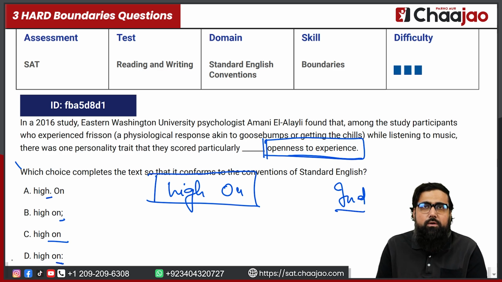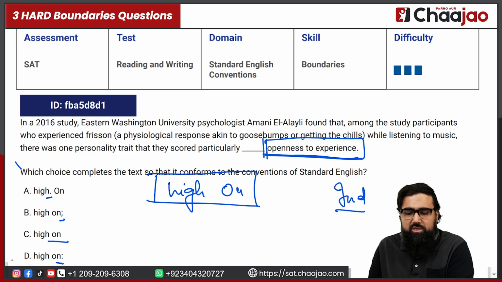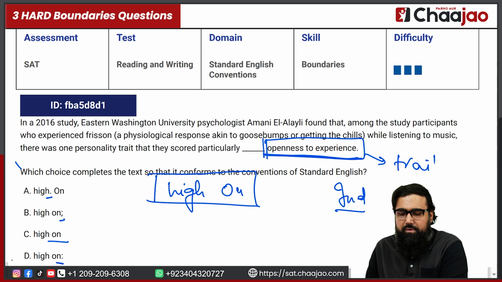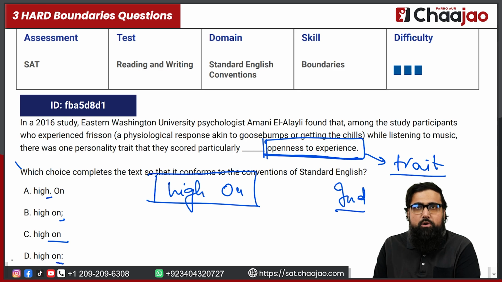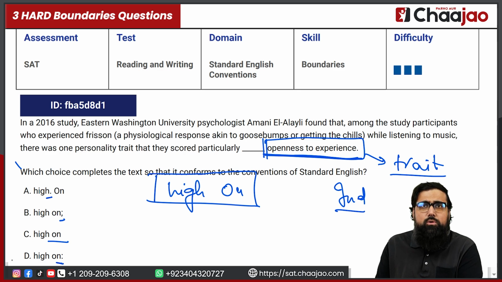But if we look at the meaning of the sentence, the first sentence is discussing a trait that they scored particularly high on, and the second part is telling us openness to experience. So this openness to experience is what? This is a trait. So the first sentence is telling you that there is a trait, and the part that follows it, which is dependent, is telling you what that trait is. So it looks like the second part is the explanation of the first part. So we have to look for colons if we want explanations.